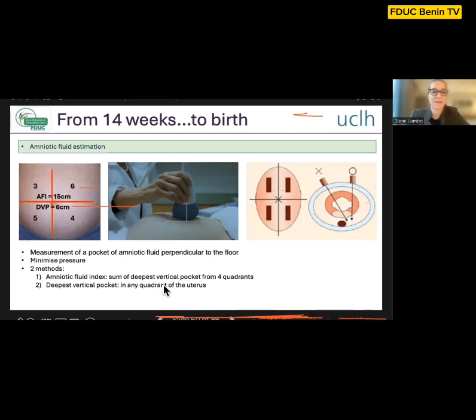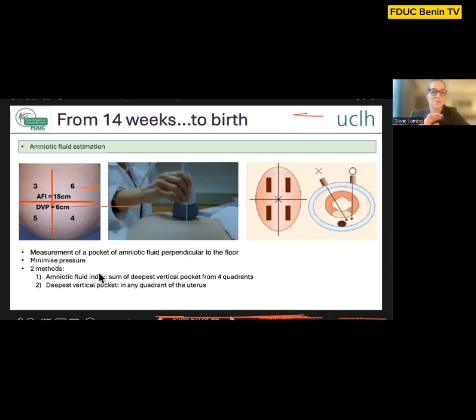And this is an example here. If I've measured 3 centimeters, 6 centimeters, 4 centimeters, and 5 centimeters in the 4 quadrants, then the sum of those quadrants gives me an amniotic fluid index of 18 centimeters, which is normal. The second method is when you just use your deepest vertical pocket. And essentially that's where, again, you measure all 4 quadrants and you only use the deepest of those 4 quadrants. So in this example, my deepest vertical pocket here would be 6 centimeters because of all the quadrants that I've measured, 6 is the largest.